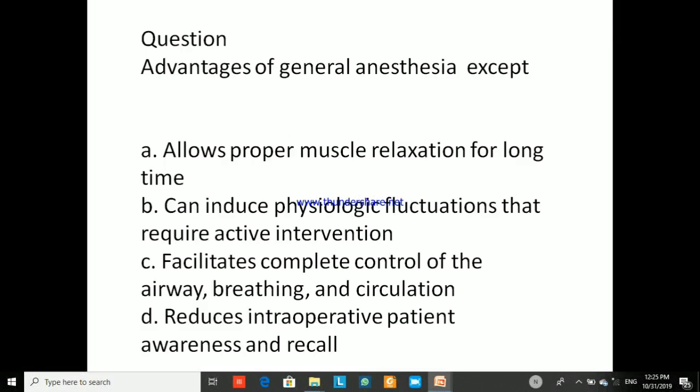Anesthesia. Question. Advantages of general anesthesia except: A. Allows proper muscle relaxation for long time. B. Can induce physiologic fluctuations that require active intervention. C. Facilitates complete control of the airway, breathing, and circulation. D. Reduces intraoperative patient awareness and recall.